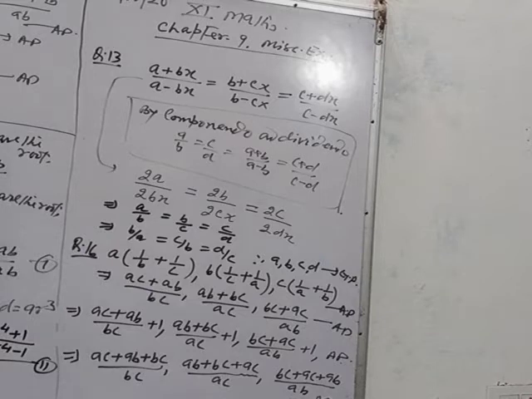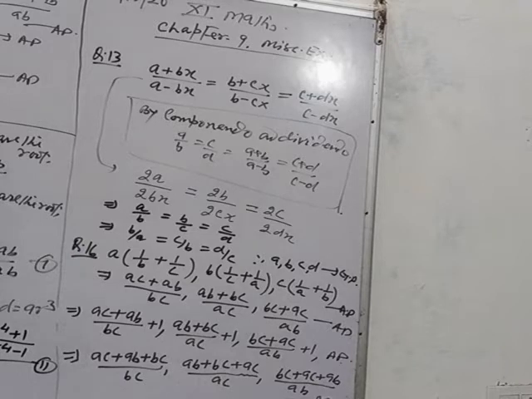Okay, so you can see the next step. After applying componendo and dividendo, you get 2a/2bx = 2b/2cx = 2c/2dx. The common quantity can be removed from each part, from numerator and denominator. After removing the common quantity, you get a/b = b/c = c/d. Or by invertendo, you can write the reciprocal: b/a = c/b = d/c.